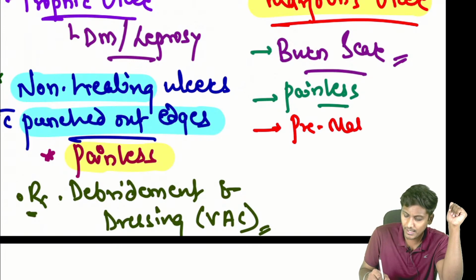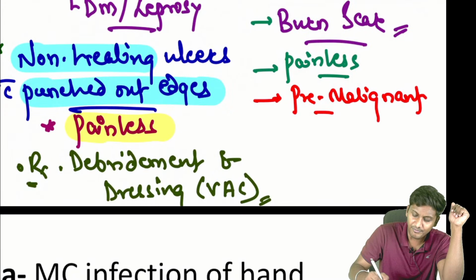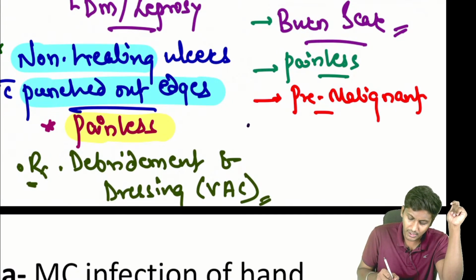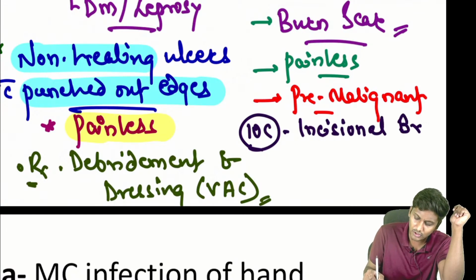What do I mean by pre-malignant? That means there is a high risk of malignancy in future. Investigation of choice, if I talk about, is nothing but an incisional biopsy.